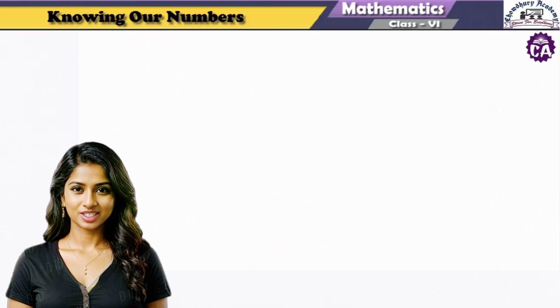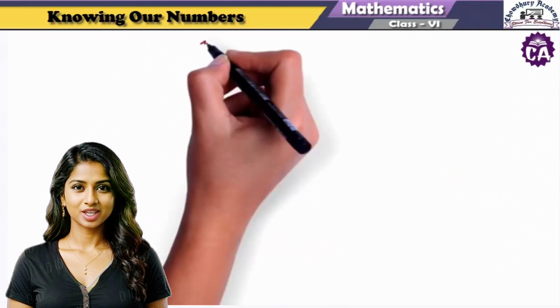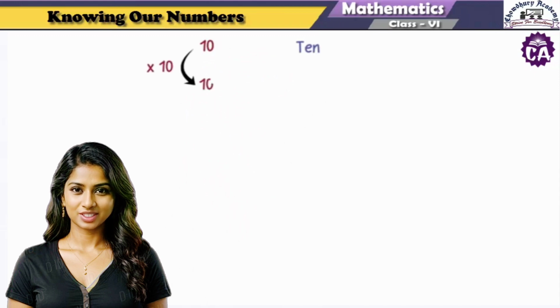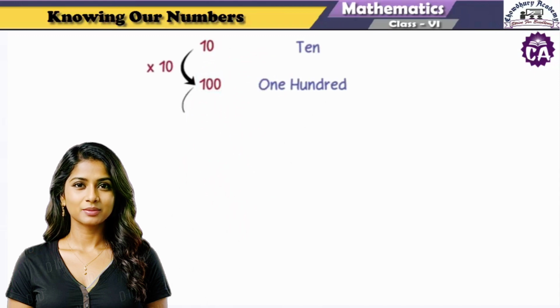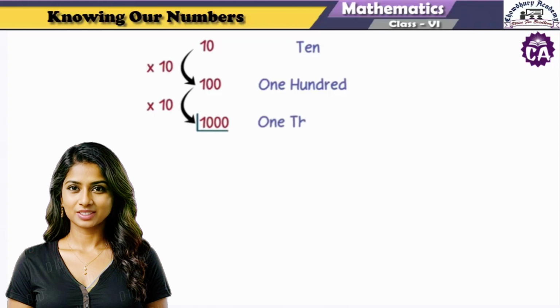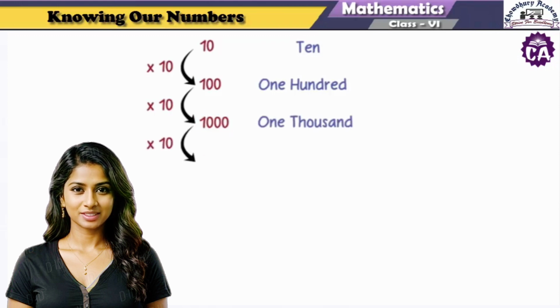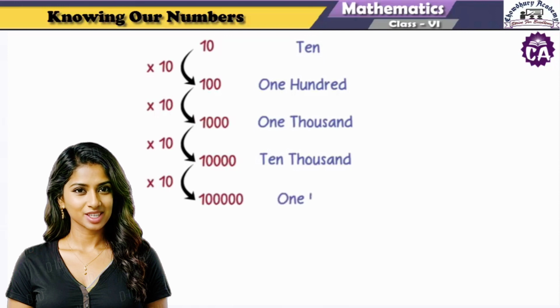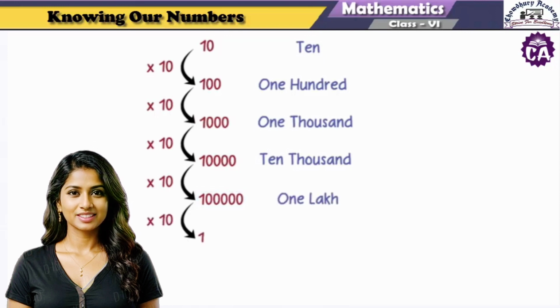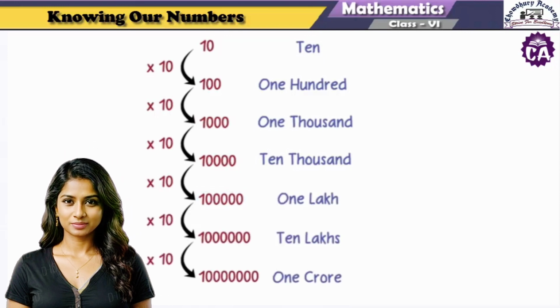Now to avoid confusion, let me draw it vertically for you. We have the number 10 on top. We multiplied by 10 to get 100. We multiply 100 with 10 to get 1000. Multiplying by 10 will give us 10,000. Multiplying that by 10 again will give us 1 lakh. Then 10 lakhs and then 1 crore.